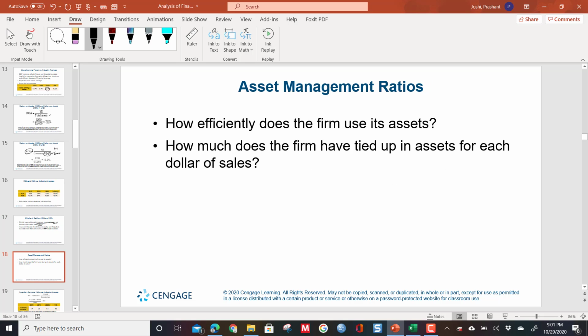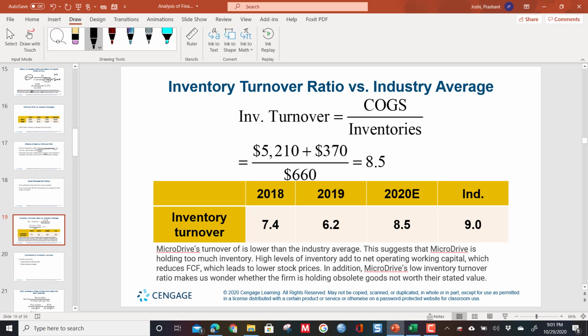Okay. Another kind of ratio is the asset management ratio. That shows how efficiently the firm uses its assets and how much the firm has tied up in assets for each dollar of sales. The first ratio is the inventory turnover ratio. It is cost of goods sold divided by inventories.